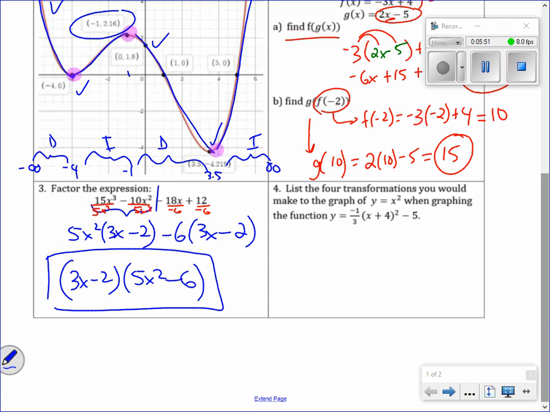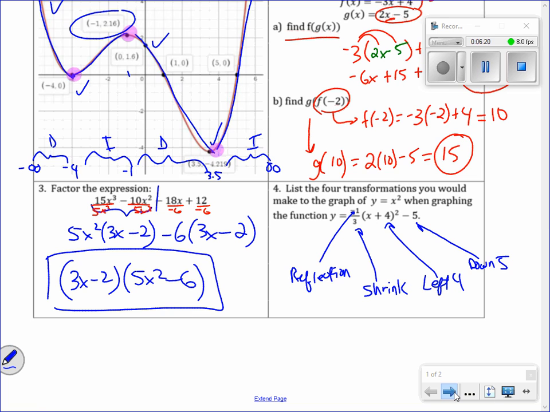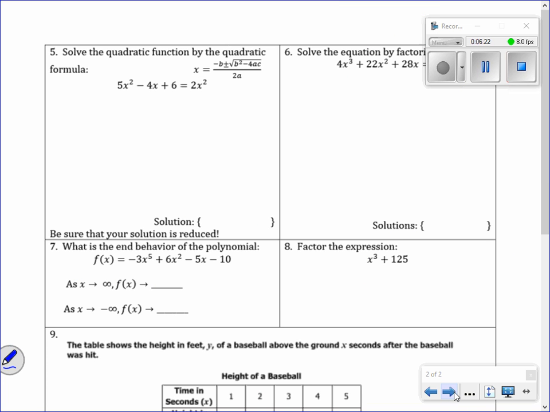All right, number 4. List the 4 transformations from y equals x squared. All right, so here's the first one. That negative sign right there is causing a reflection. Let me spell reflection correctly. All right, this 1/3, that's causing a shrink. Everything is 1/3 of its height that it used to be. This x plus 4 inside here is causing you to move left 4, and the -5 is causing you to move down 5.